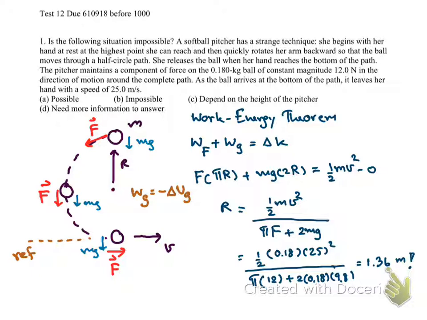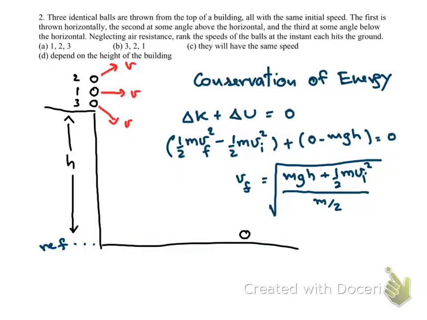So it is quite impossible for a person to have an arm with a length of 1.36 meters. So we can say that this situation is impossible, okay? Because this arm length is not possible. How can normal people have an arm with this length? So that is for question number 1.